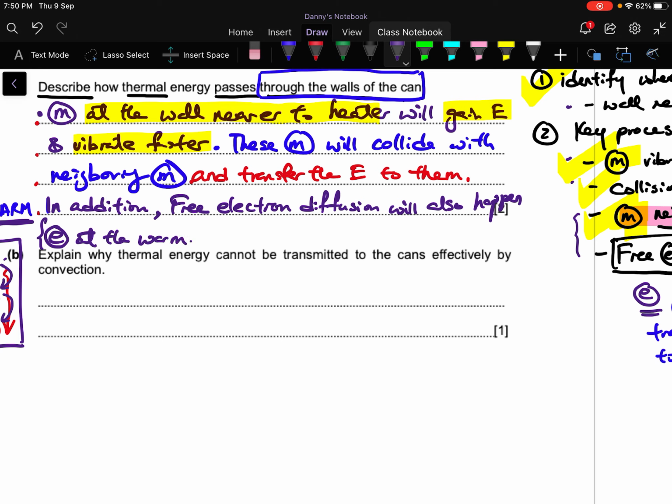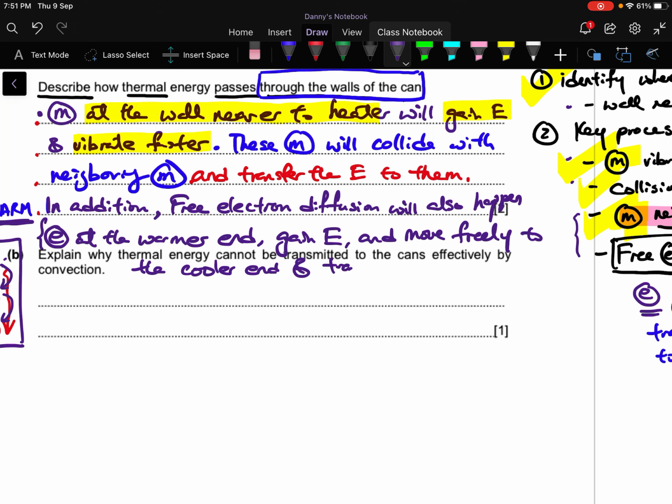The electron at the warmer end will gain energy and transfer or move. I use move. Move freely to the cooler end and transfer the energy to the molecules there, via collision. So it is one long sentence which I don't like, but if on the spot you ask me to describe it, this is how I will describe.